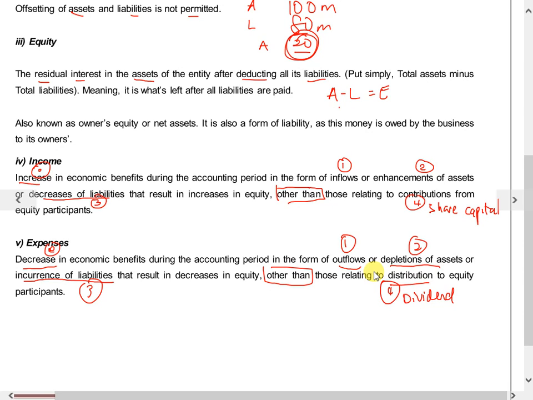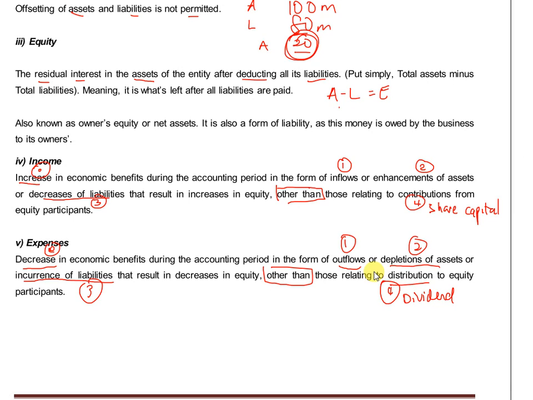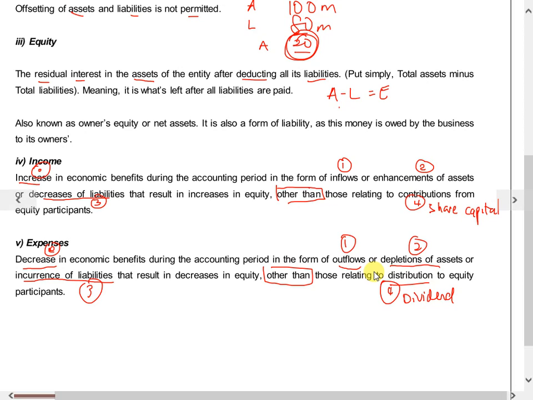Direct opposite. So we need to know this in case we have a MCQ question. Yeah, definition of asset, definition of liability, then they get an increase in asset, enhancement of asset, depletion of asset, which is the word. That's why you have to know. So, five element, five definition.